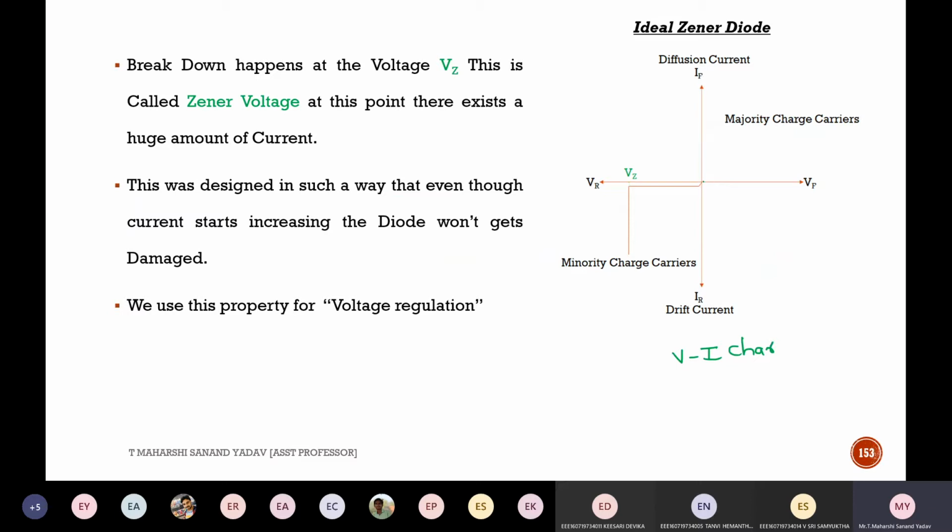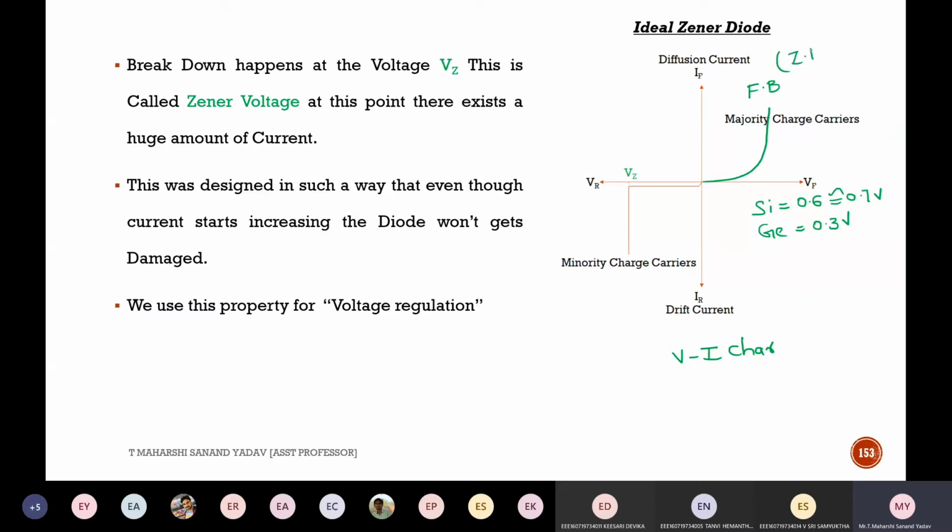Under forward bias, the characteristics will be something like this. For silicon, what is the cut-in voltage? Approximately 0.6 to 0.7 volt. For germanium? 0.3 volt. So those are the characteristics under forward bias.